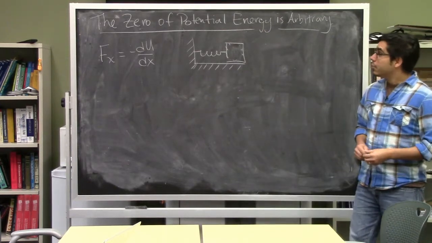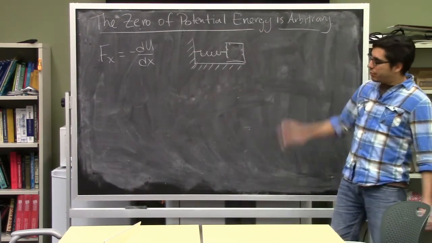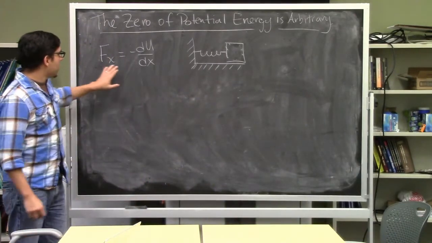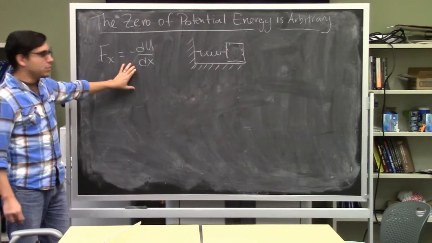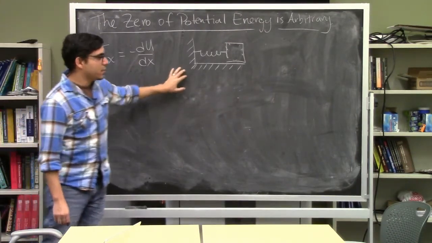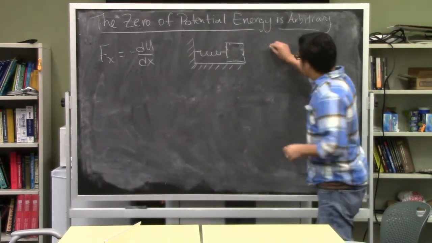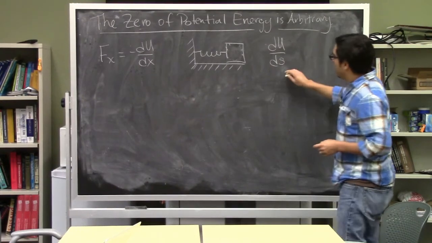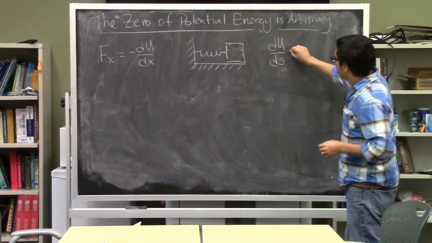So in this video, I'm going to talk a little bit about how the zero of potential energy is arbitrary. Earlier, we had a video that discussed how the force was related to the potential energy as the negative position derivative. And we're going to use this to talk about a spring. So just for a moment, we'll rederive this idea of the potential energy of a spring by considering the position derivative of the stretch here.